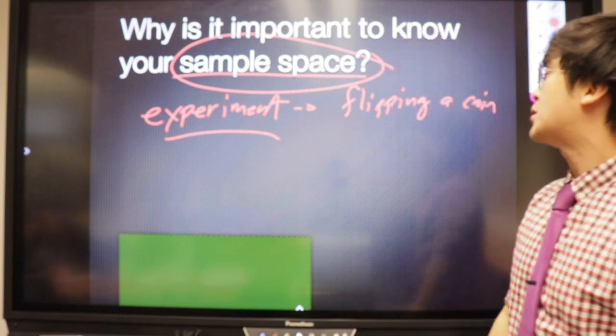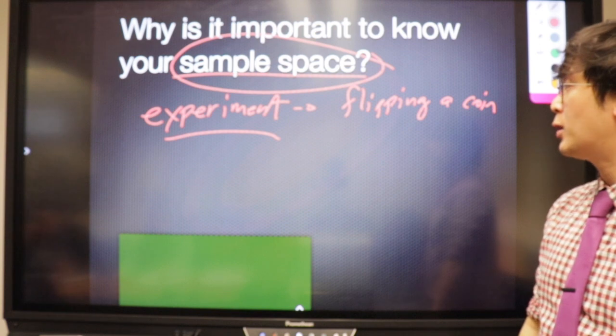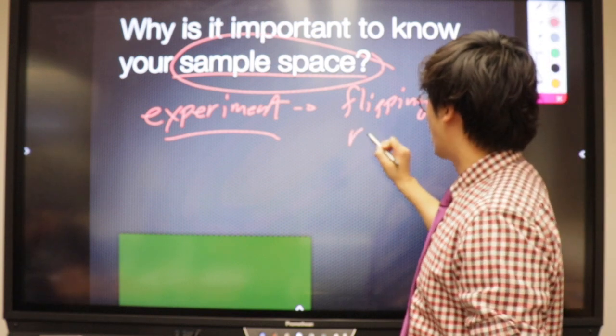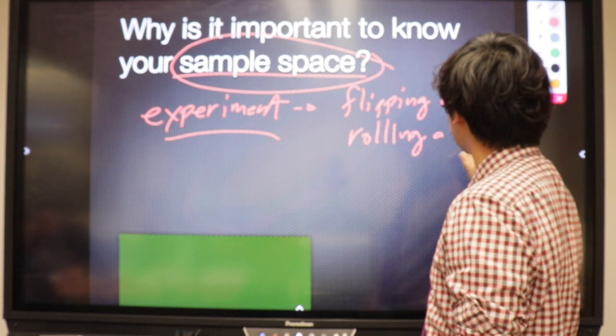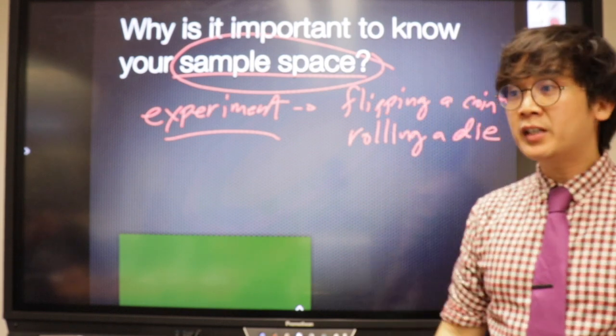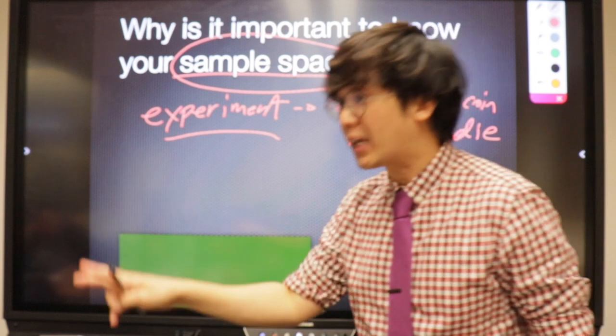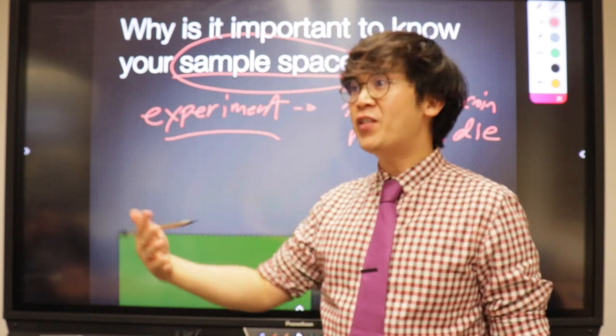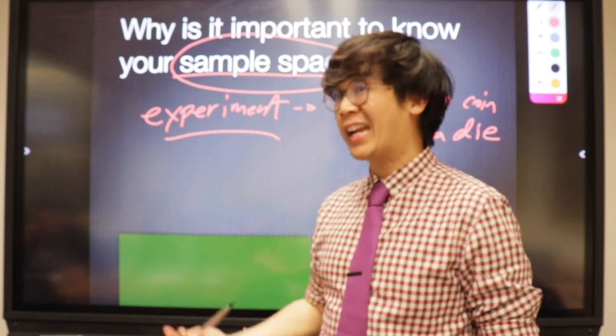Another experiment that is popular in statistics is rolling a die. Rolling a die is another experiment. Rolling 2 dice is also another experiment, and it's a different experiment because the sample space will be changing.